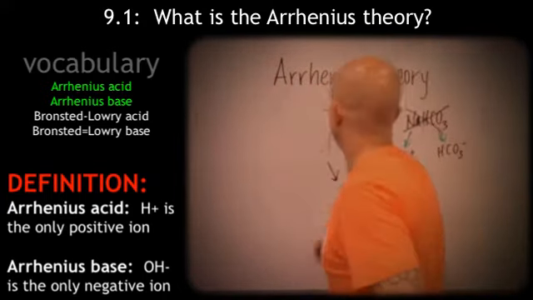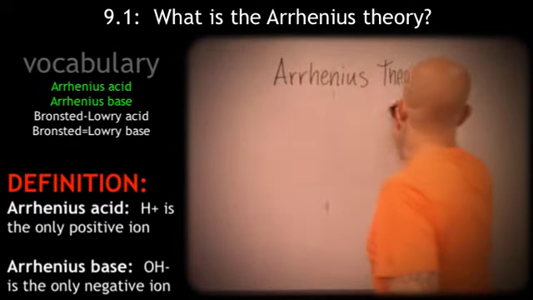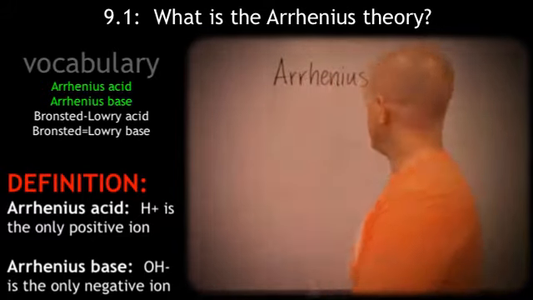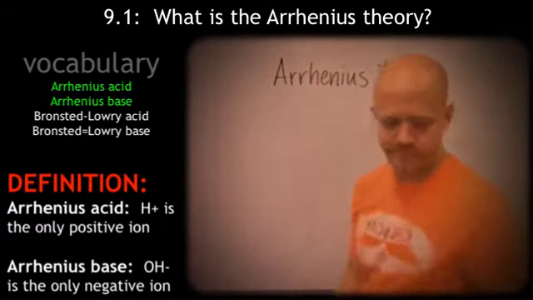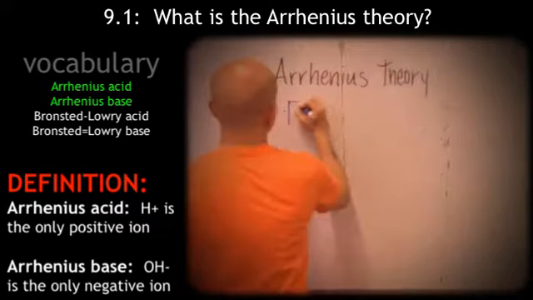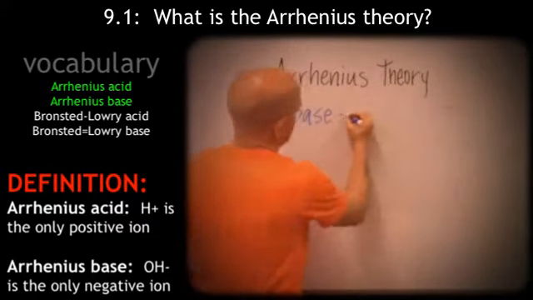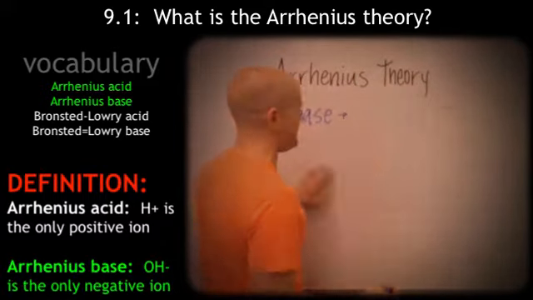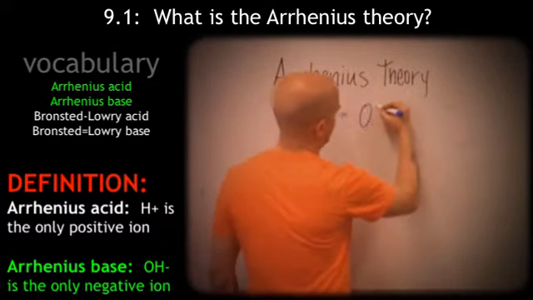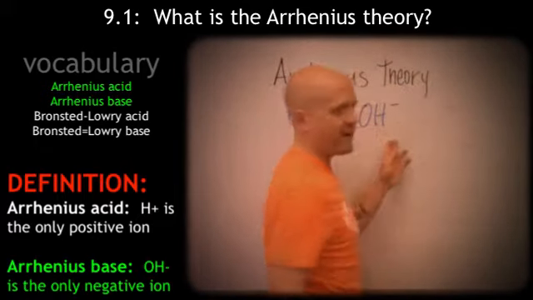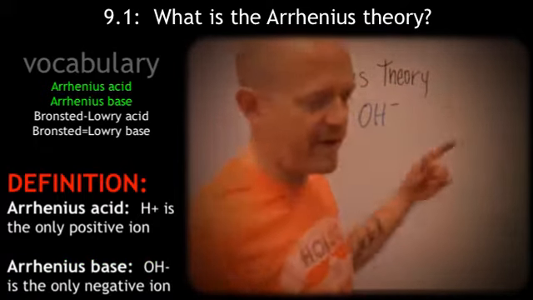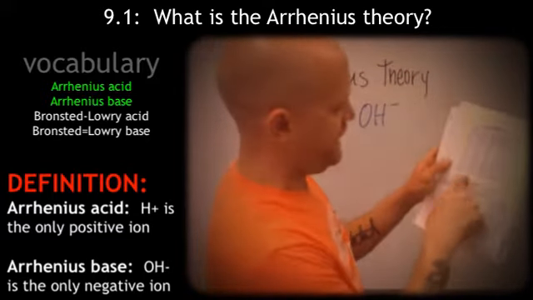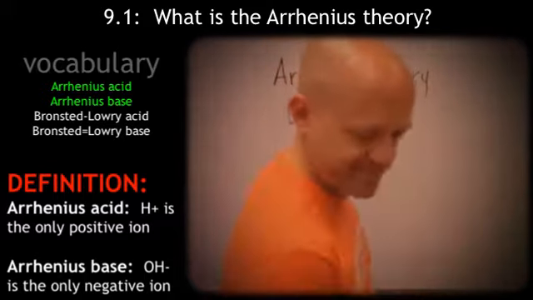Now, let's look at the other side, an Arrhenius base. An Arrhenius base is any compound that breaks apart leaving hydroxide as the only negative ion. So hydroxide is the only negative. How do you name hydroxide? Well, you look in table E. It is right here, middle on the right side.